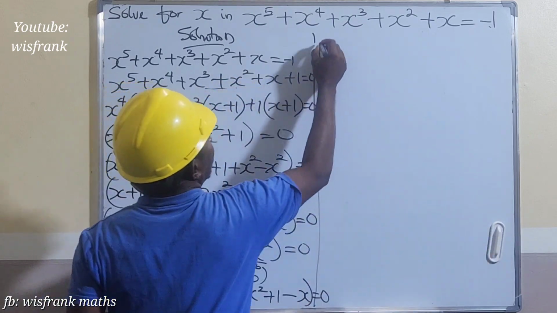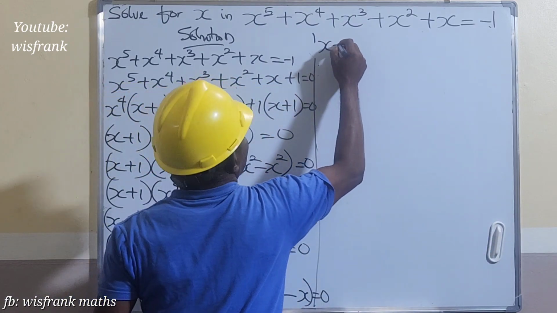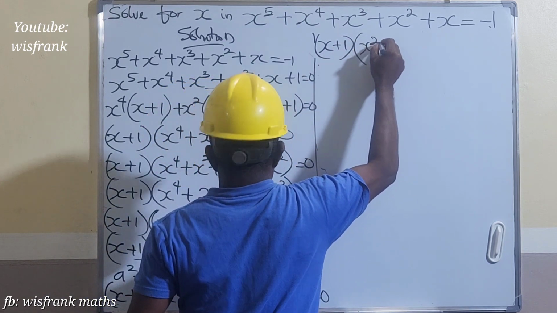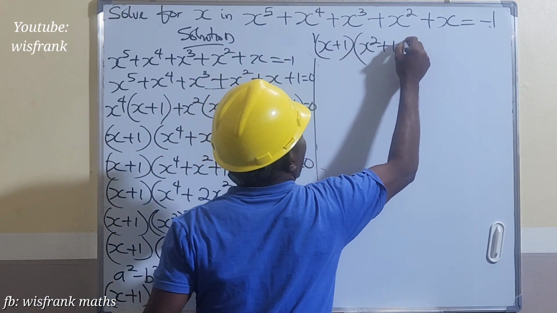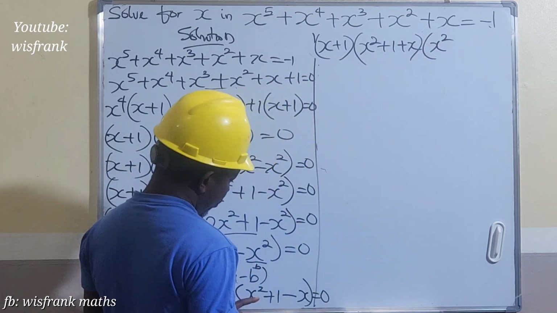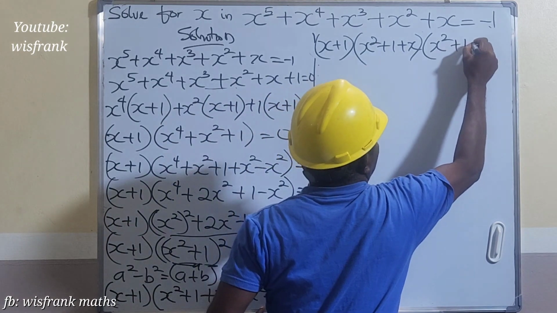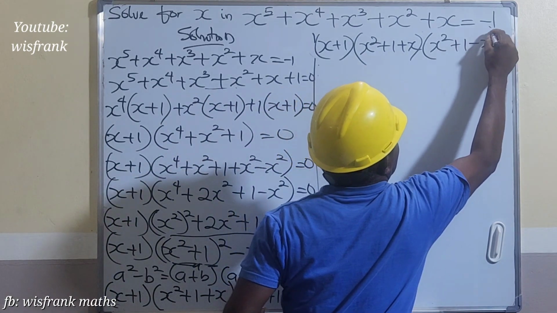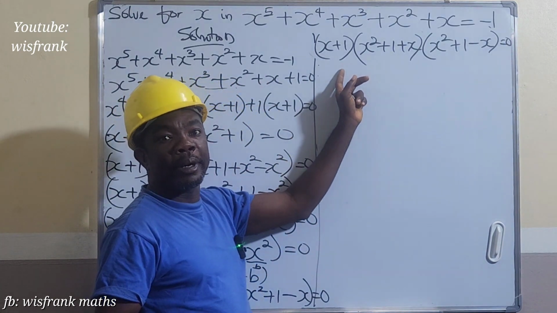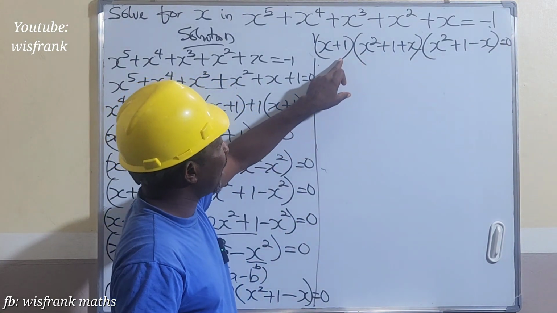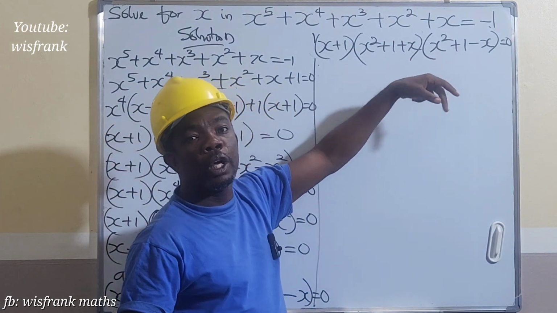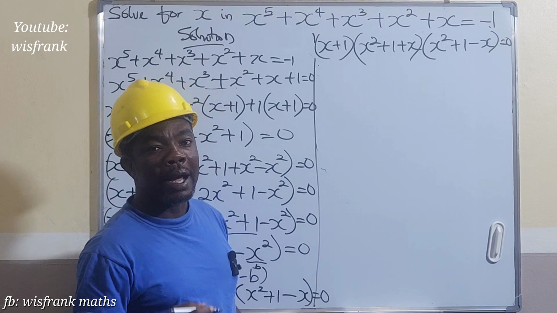So this will become (x + 1)(x² + 1 + x)(x² + 1 − x) = 0. You can see we have 3 parentheses. It means that either the first one equals 0, or the second one equals 0, or the third one equals 0. We are going to take it one after the other.